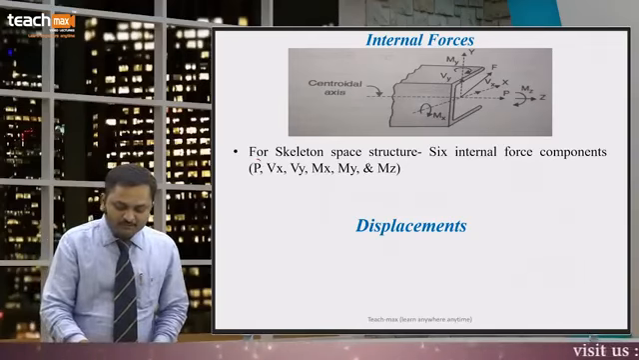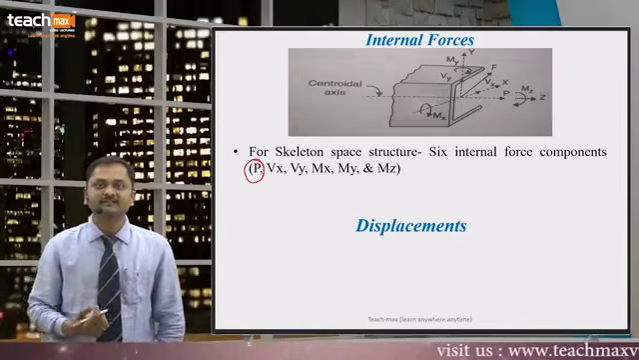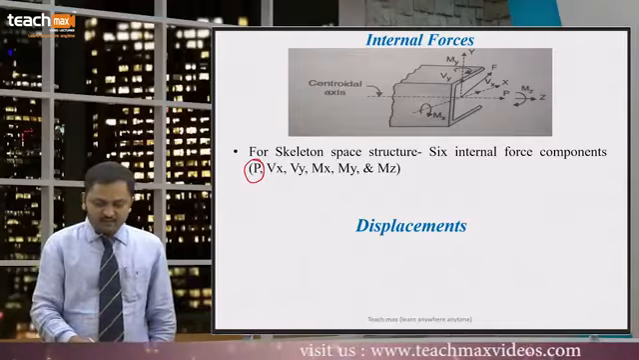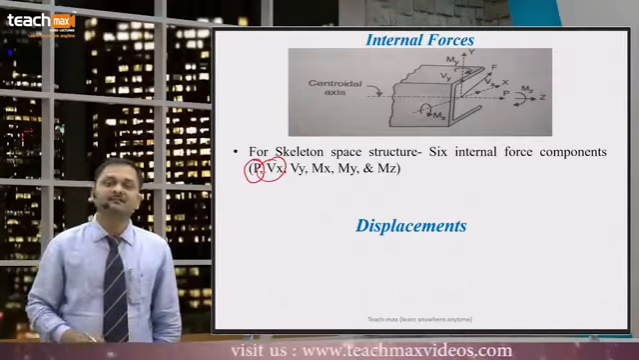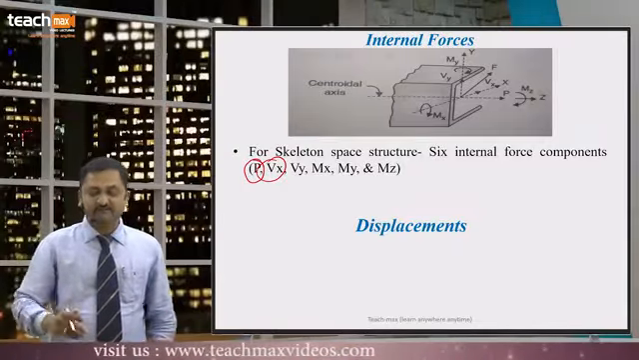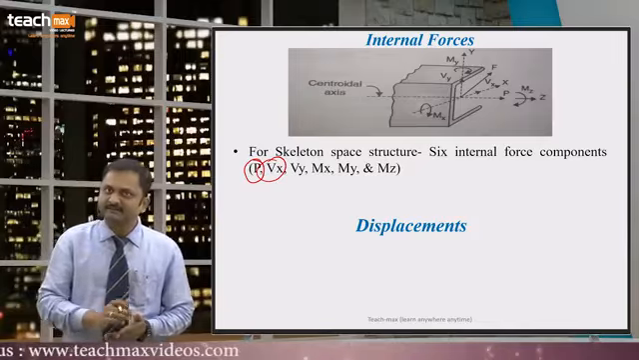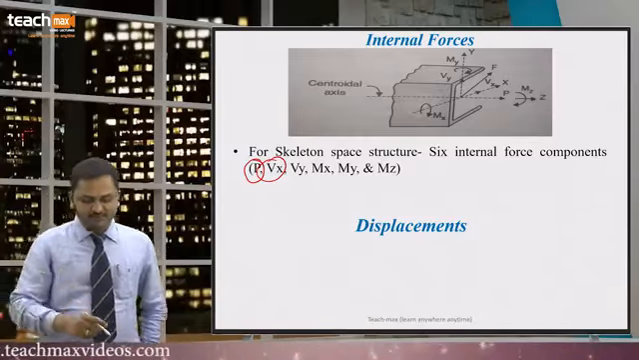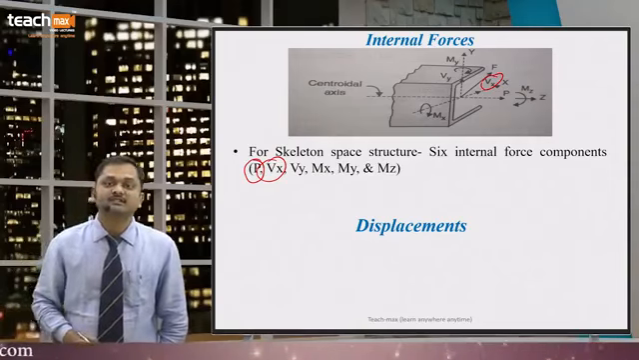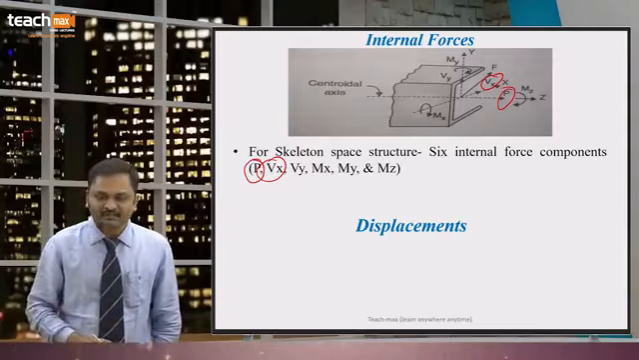P means what? P means the axial force. P is nothing but the axial force. Of course, it is along the longitudinal axis of the member, right? Vx is the shear force along the centroidal axis, along the x direction, let us consider. I am considering x and y as the centroidal, cross-sectional axes, and z as the longitudinal axis. So Vx is shear along the x direction, and P, the axial force, is along the longitudinal direction.